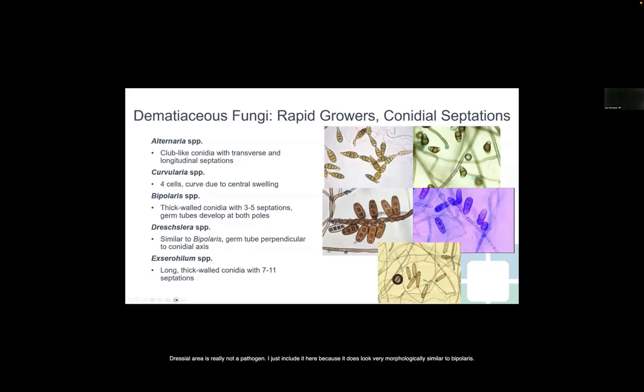Drechslera is really not a pathogen. I just include it here because it does look very morphologically similar to Bipolaris and can be distinguished because the germ tubes don't come out at the end, they come out perpendicular to the conidial axis. And so that's how they would be distinguished from each other. And then lastly is Exserohilum, which is shown here. These conidia are much longer, have more septations, between 7 to 11. They're thick-walled, and then there's usually this dark pigmented division at either end.